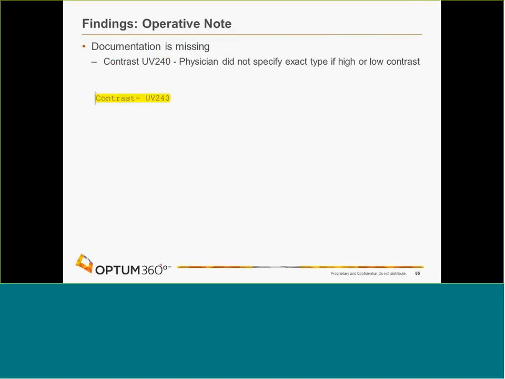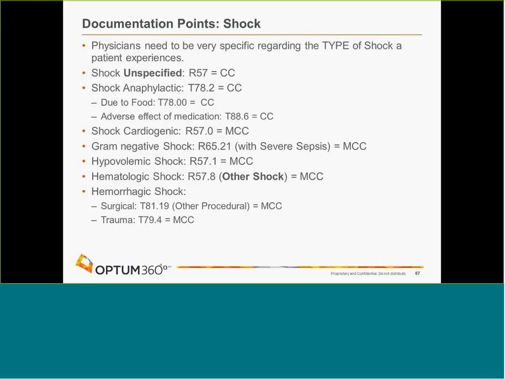And then this is an example of a common thing I saw in the audit. This is one I predict will make a lot of people roll their eyes and sigh. Contrast: the physician did not document if it is a high or low contrast. Believe it or not, that has an impact on the expected cost of care and length of stay for some patient populations, and it's something that's just kind of a nuisance. I see it coming up a lot, unfortunately, in these audits.